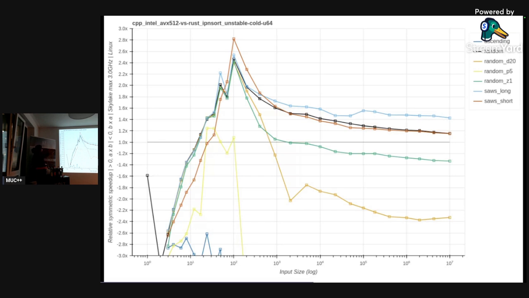Yeah, it's 1.8 times faster for this combination, input length, pattern. You can see it. Okay.